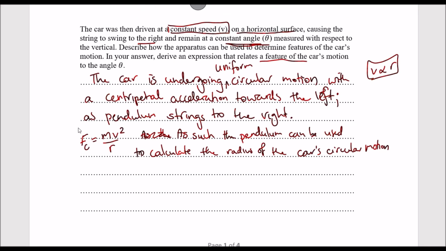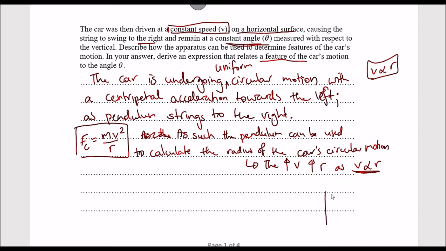Okay, so just write that formula there. Now we can try and work out some explanations to that. Okay, so the radius of the car's motion: the higher the velocity, the higher the radius, as we said, because v is directly proportional to r.